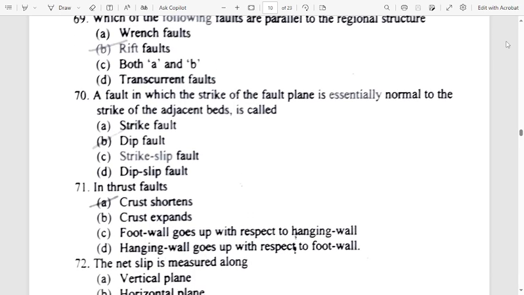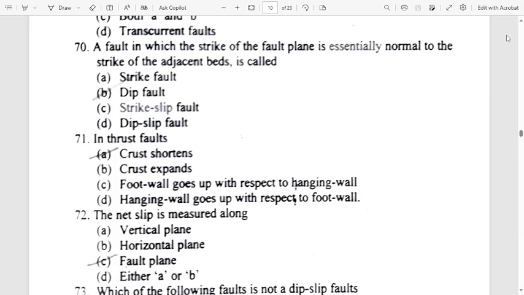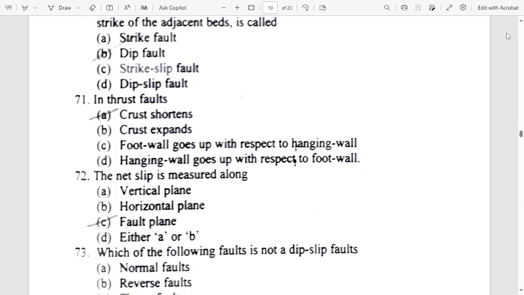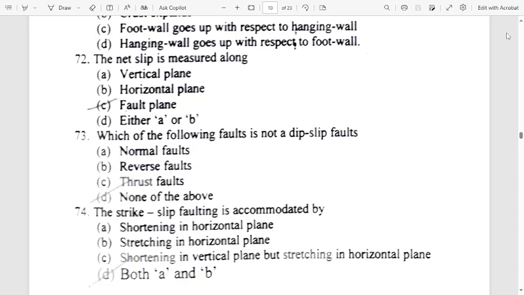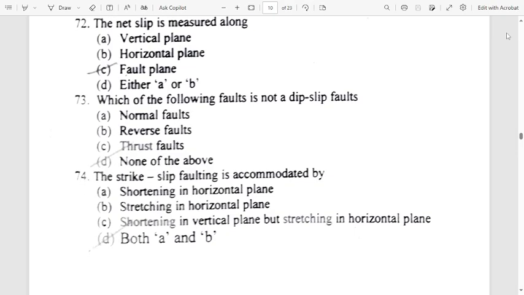In thrust faults, crust shortens. The net slip is measured along fault plane. Which of the following faults is not a dip slip fault? None of the above. The strike slip faulting is accommodated by both A and B, so shortening in horizontal plane and stretching in horizontal plane.